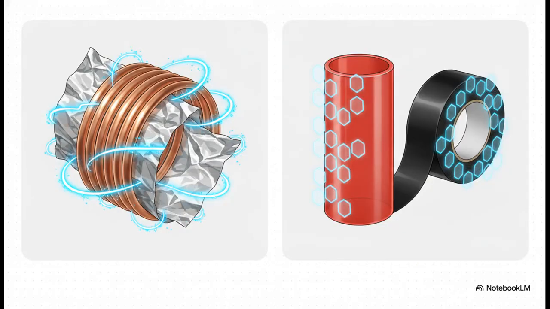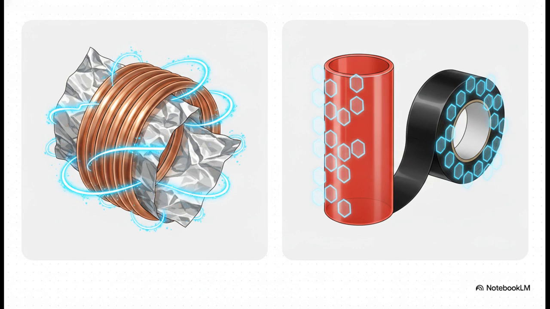Now, the absolute key here is that electricity is picky. It needs a very specific type of material to travel. Metals like the copper hidden inside our wire, or even everyday aluminum foil, are what we call conductors. Their atomic structure basically lets electrons swarm and flow super easily.